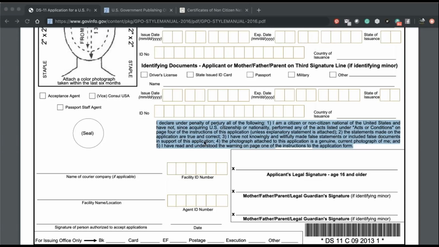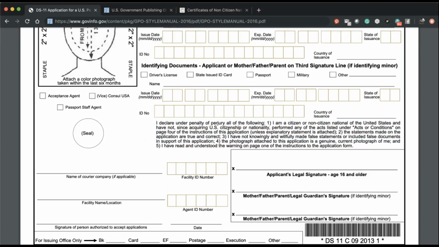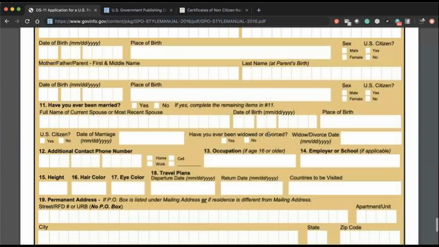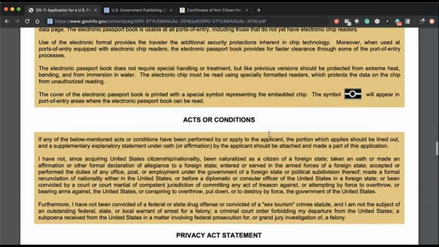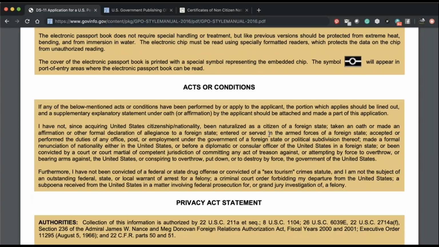Now, other people have taught that to let them know you're a national, you just line this part out. Wrong. That's altering the oath. So if you do that, they will tell you to redo the application. I know this because I did it, and that's what happened to me. All right. Now, let's go to the acts and conditions. Here's the acts and conditions, what most people don't read.